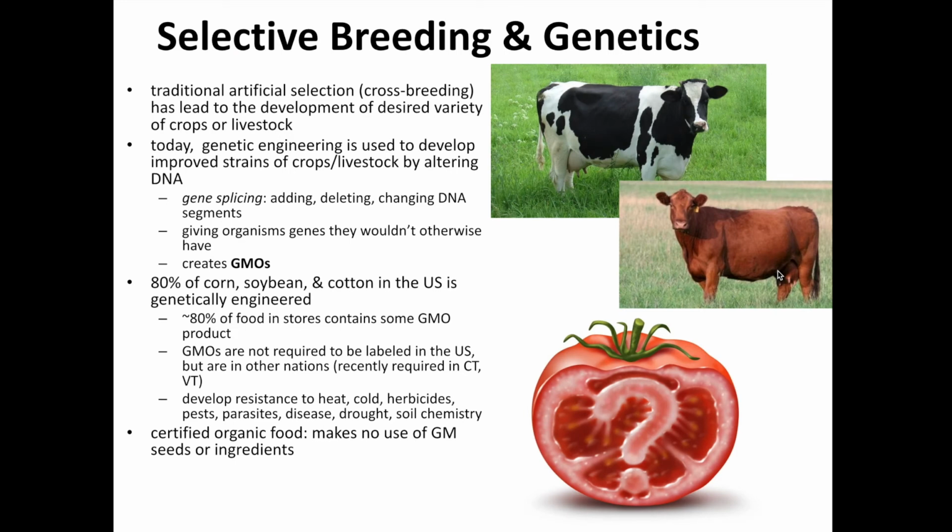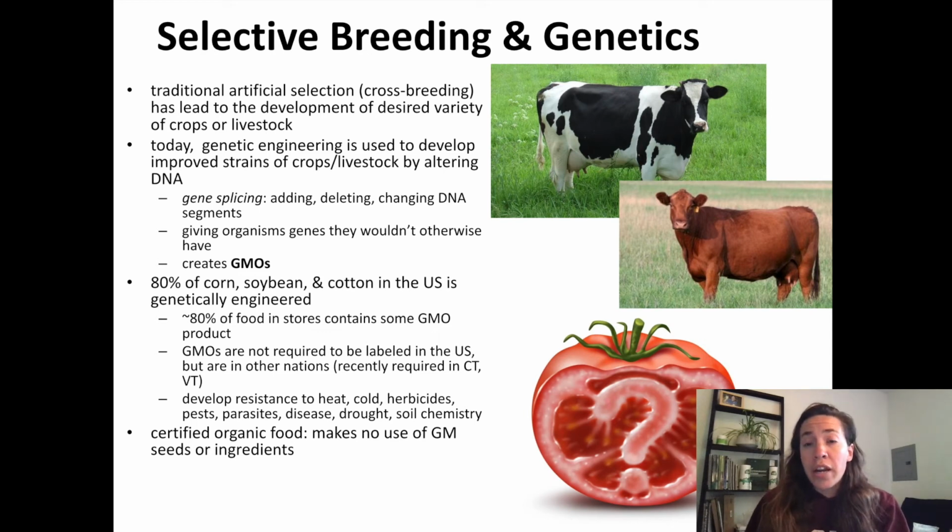Another very controversial method for growing our meat and our crops is GMO, or genetic modification. So traditional artificial selection results in crossbreeding, and we have developed our desired varieties in our species by choosing who breeds and who doesn't, right? But today, genetic engineering is being used to develop and improve strains of crops and of livestock by altering DNA. We'll talk about some of the methods for that in class, but essentially 80% of our corn, soy, and cotton in the United States is genetically engineered. If you go to the store, about 80% of the food on the shelves has some sort of GMO in it.